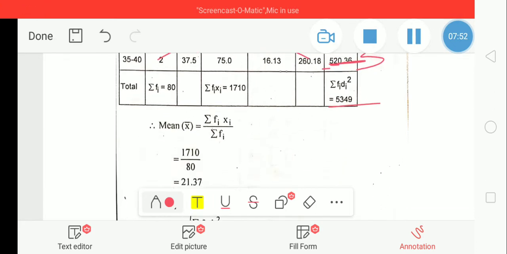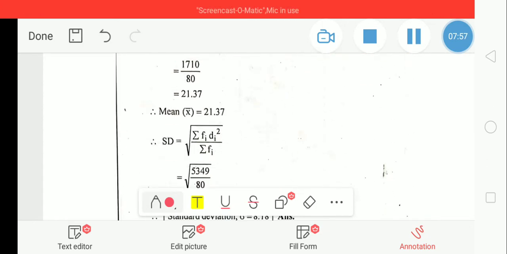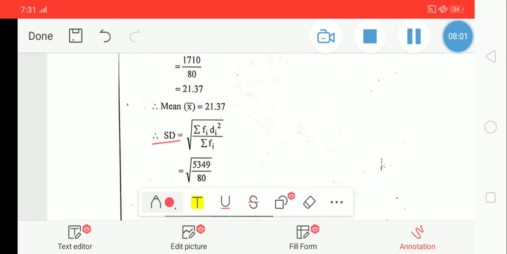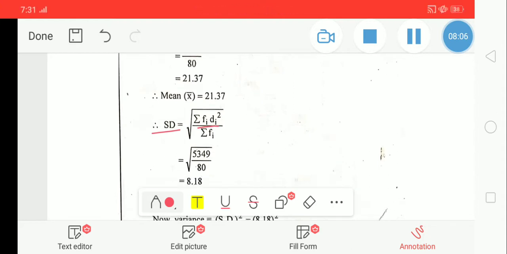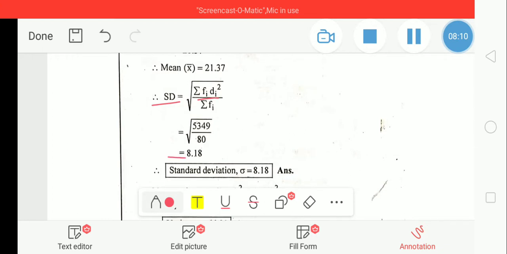So summation of fi di square gives 5349, and we know that summation of fi is 80. So standard deviation is the square root of summation of fi di square divided by summation of fi, so 5349 divided by 80, and the square root gives 8.18. It is the standard deviation. So standard deviation sigma is equal to 8.18.